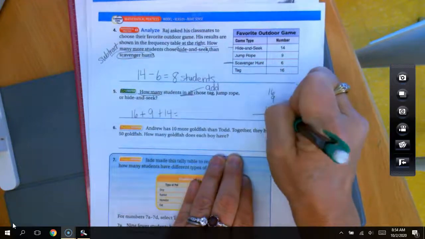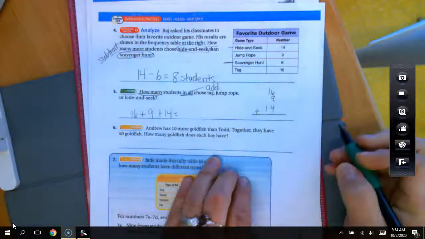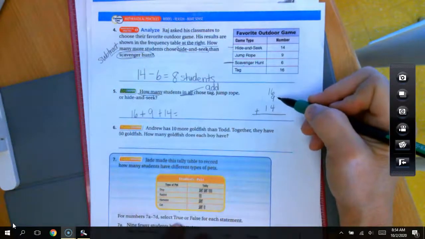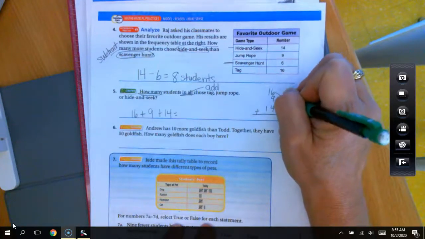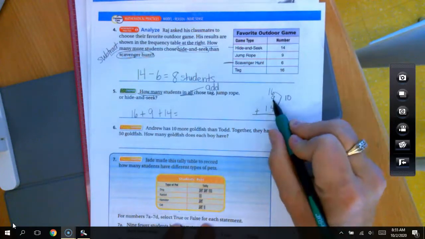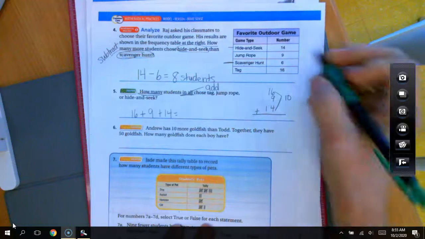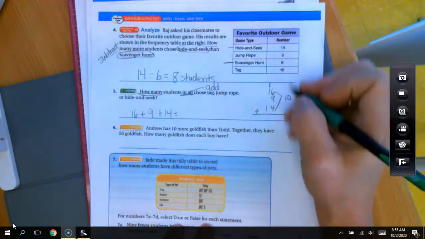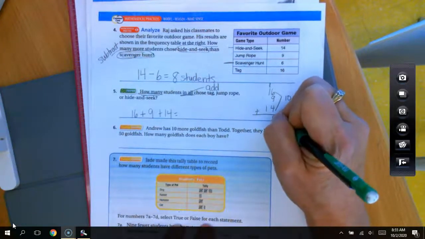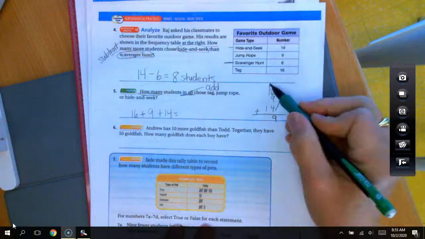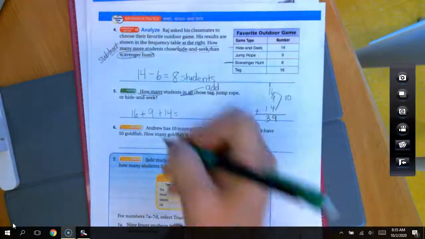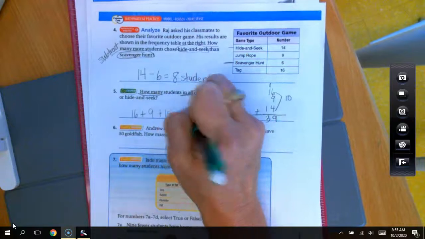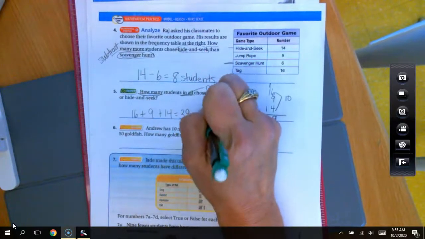Make sure all of your numbers are lined up. Okay, can I make a 10? I sure can. 6 and 4 is 10, and 10 plus 9 is 19. Carry the 1 over to your tens place, and you drop your 9. Now I have 1, 2, 3, and I have a total of 39 students.